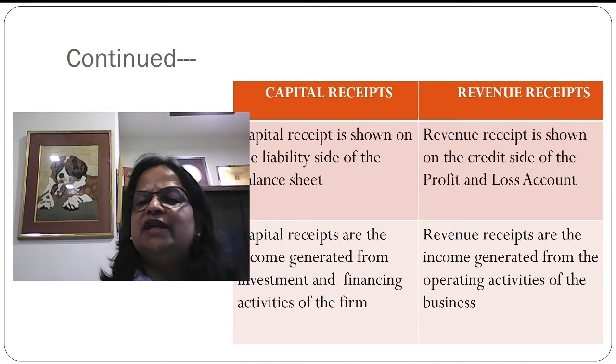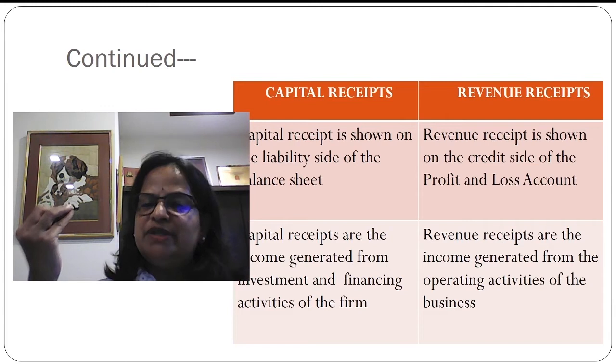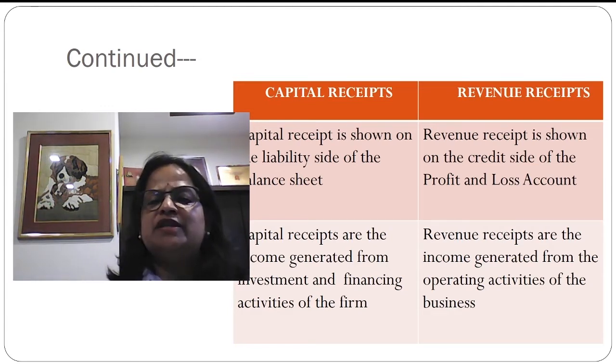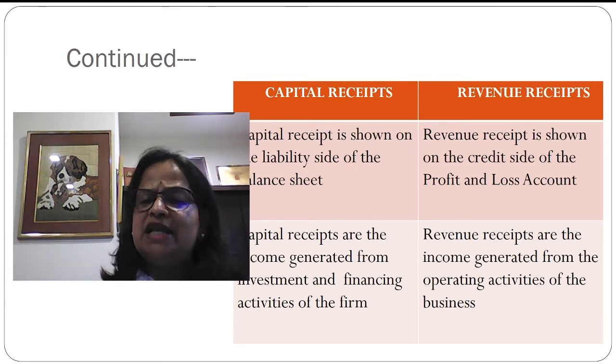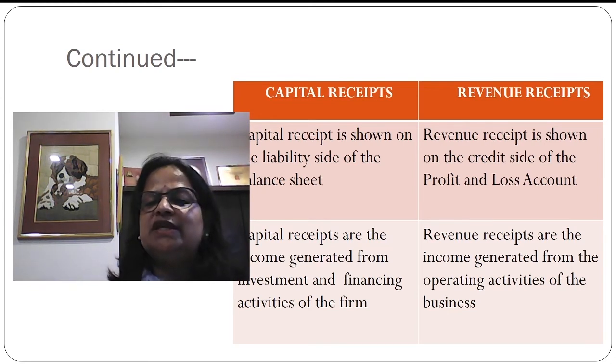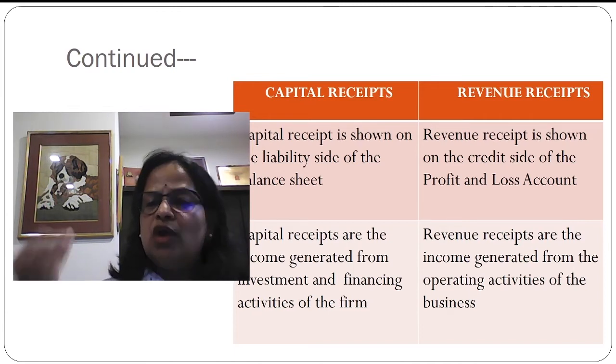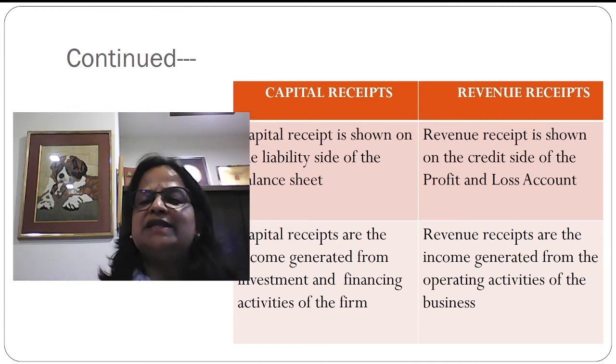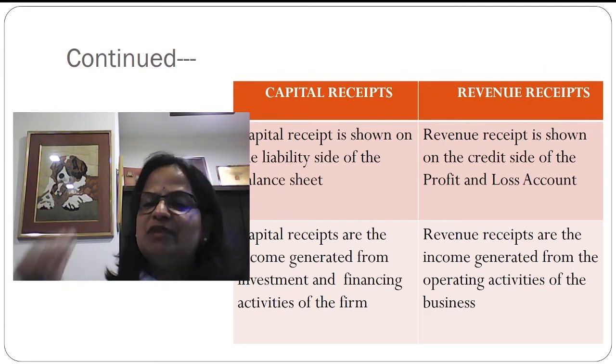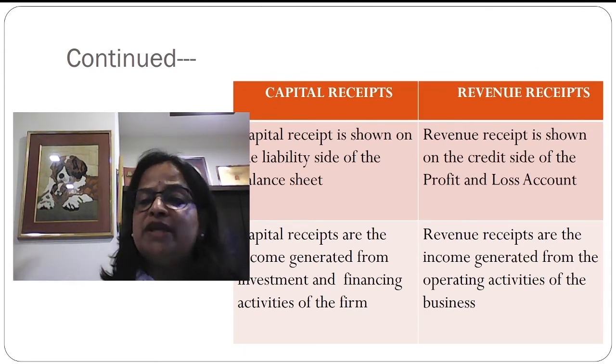Whereas revenue receipts are the income generated from the operating activities of the business. So if it's a bank, they will do the banking activities. If it's an insurance company, they will sell the insurance products. That is how they will get the revenue receipt. So any business activity, whatever activity they are engaged in, they will be doing that. If it's a restaurant, they will entertain customers and that is the revenue receipt for them. If Ola or Uber, they will run the taxi service and whatever amount is received will be their revenue receipt. This is the operating activity.